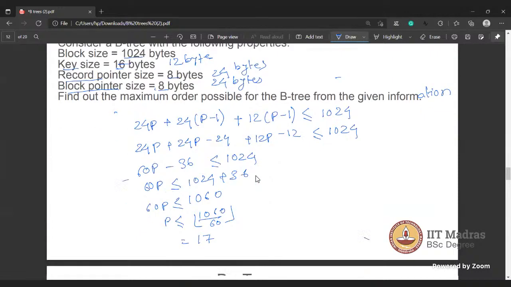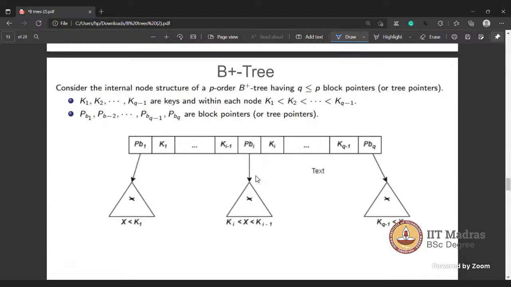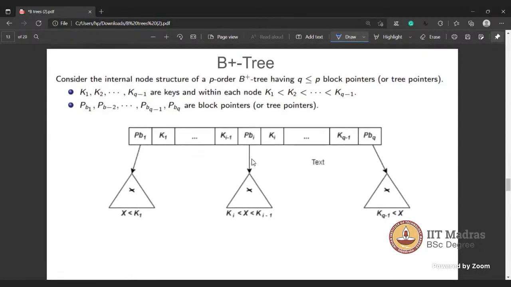Okay. So we'll move to B plus tree. See, in a B plus tree, internal node structures and leaf node structures are different. And in a B plus tree, record pointers or data pointers are stored only in leaf nodes. So first we'll see the internal node structure, then we will see the leaf node structure. Suppose there is a P order B plus tree. So in a P order B plus tree, the internal node is like this.